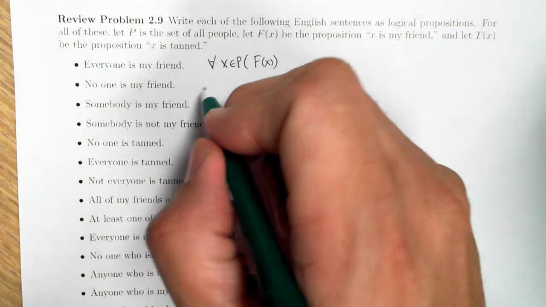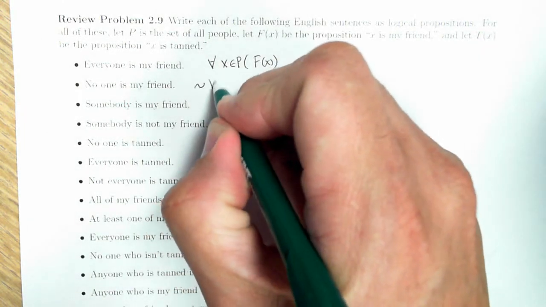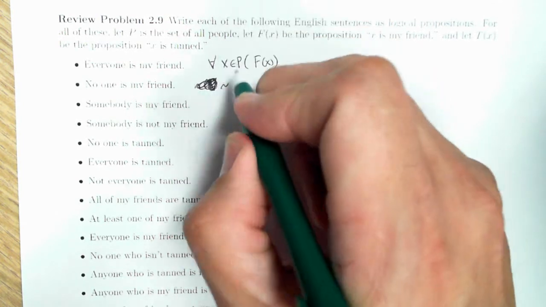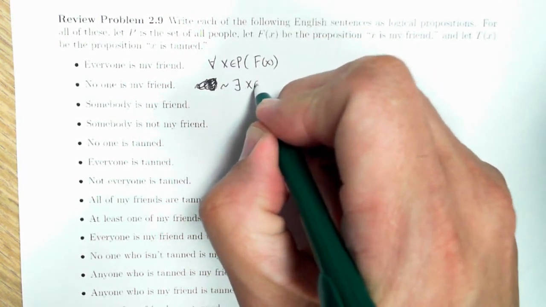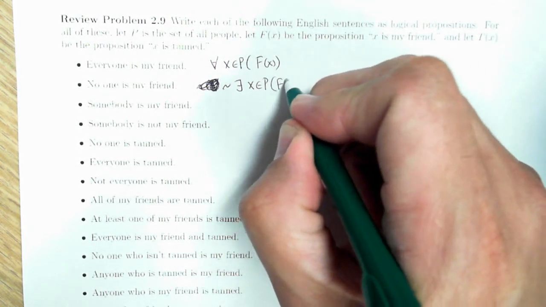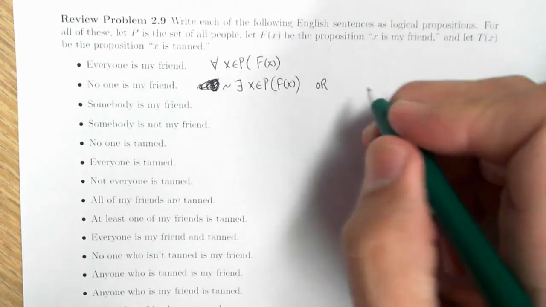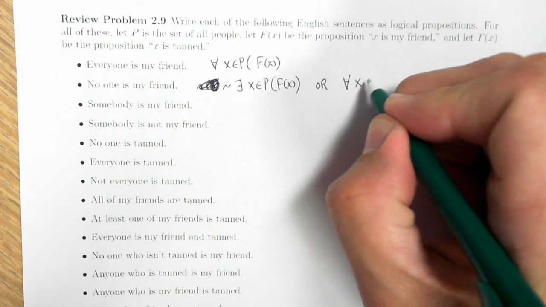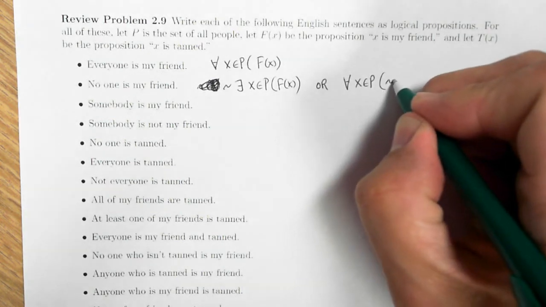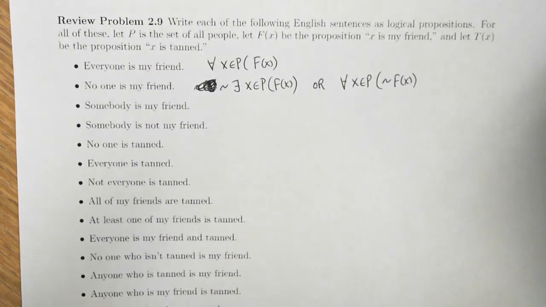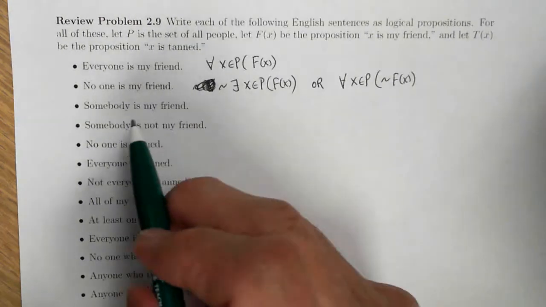So a couple ways this one could be done. We could say that it's false that there exists a person who is my friend. Another way that this could be done is that for everybody, that person is not my friend. So by De Morgan's laws, those mean the same thing.